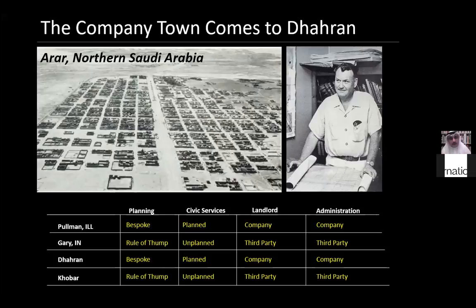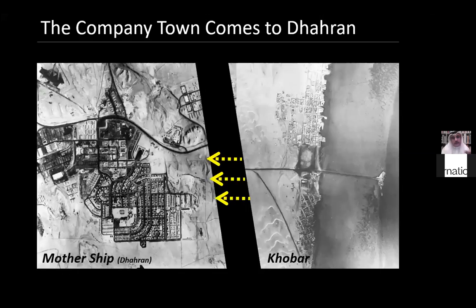I would say that Khobar and Dhahran were like a mix of the Pullman, Illinois model and the Gary, Indiana model: a mix of completely controlled development, which is Dhahran, and completely deregulated or uncontrolled development, that is Khobar.